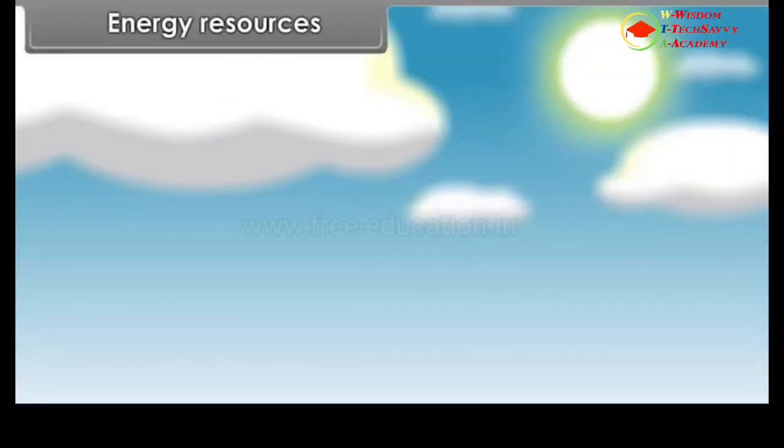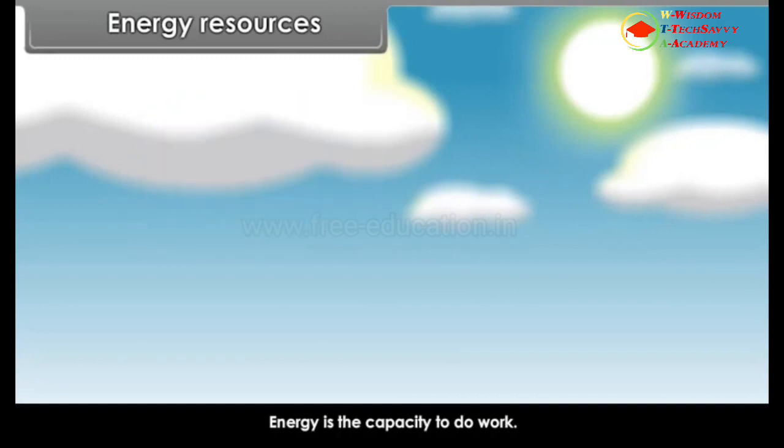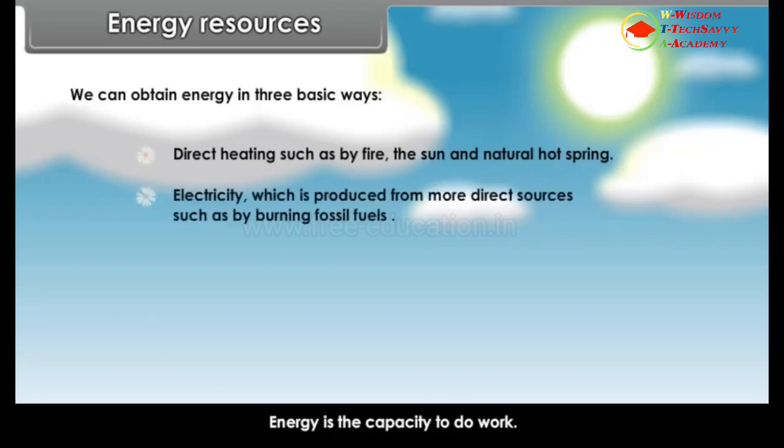Energy resources. Energy is the capacity to do work. Do you know how we can obtain energy? We can obtain energy in three basic ways. 1. Direct heating, such as by fire, the sun, and natural hot spring. 2. Electricity, which is produced from more direct sources such as by burning fossil fuels. And 3. Stored energy in the form of a battery.